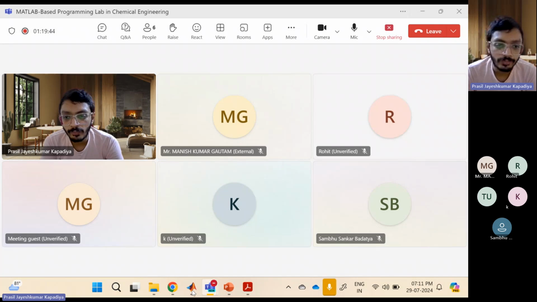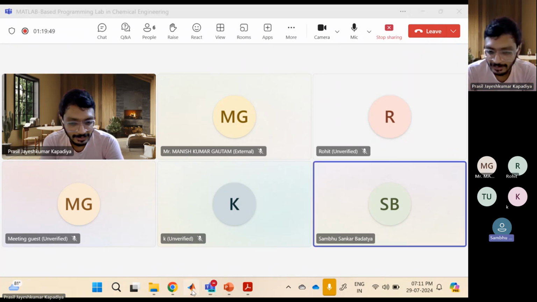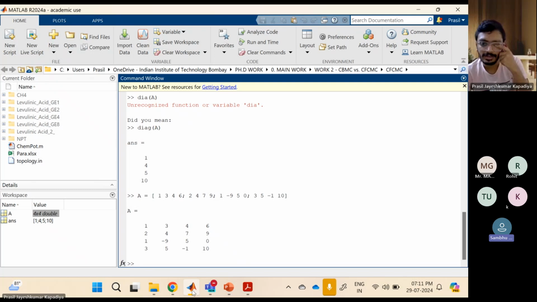Anyone, Sambhu, do you know? Maybe A equals 4 into 4. No, that will again give 10. Okay, it will come as 10.